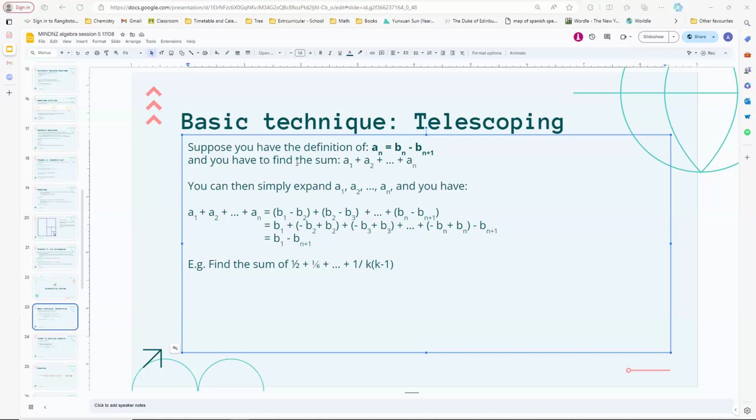30 seconds is kind of crazy. Can anyone spot something special about these terms, about the term 1 over n times n minus 1? Feel free to type it into chat.